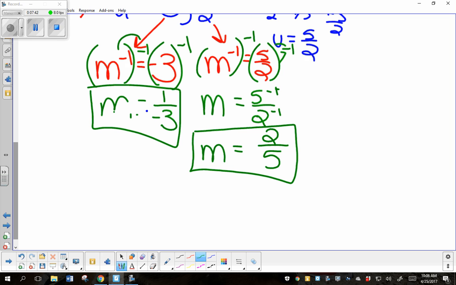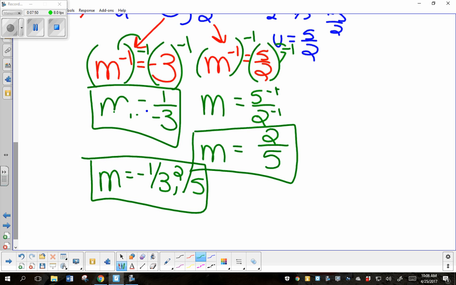So now we've got our two answers. m is negative 1/3 or 2/5. I'll just tell you right now, those both work. They both work if you plug them in. We didn't square it, so you don't technically have to check it, but you should. If you have time on your test, you should check it. You don't try plus or minus because we never took a square root.